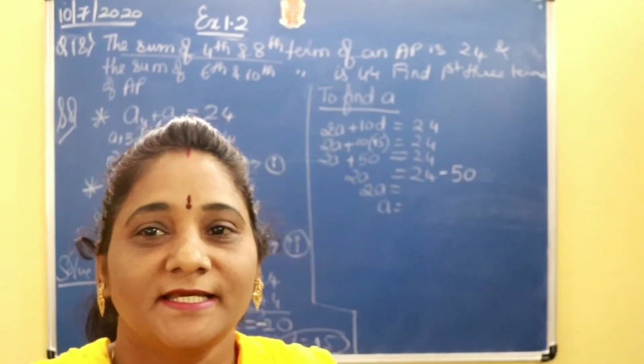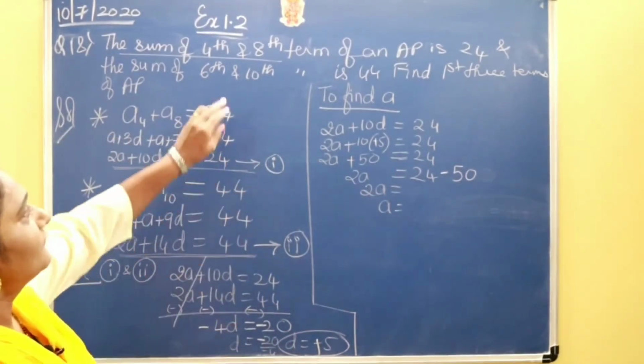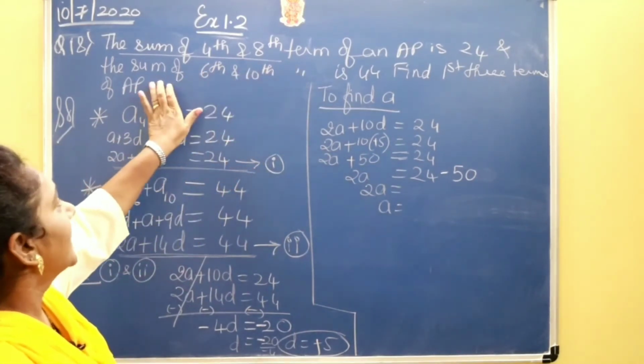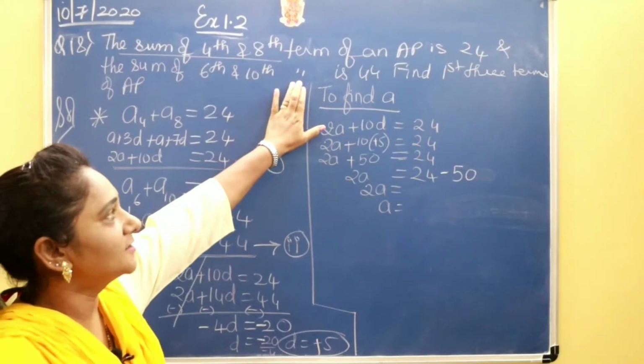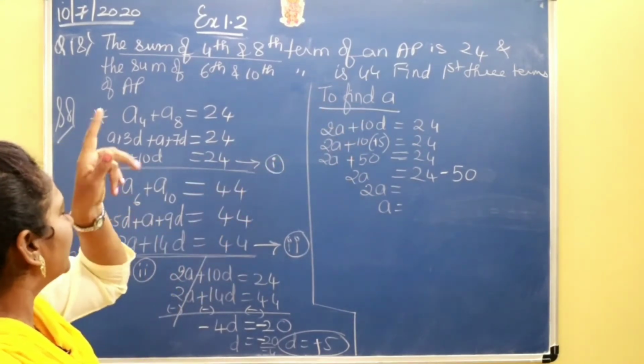The formula will be the same. Only you have to reverse the AP writing. Coming to the 18th question. The sum of the 4th and the 8th term of an AP is 24 and the sum of the 6th and the 10th term is 44. Find the first 3 terms of the AP.